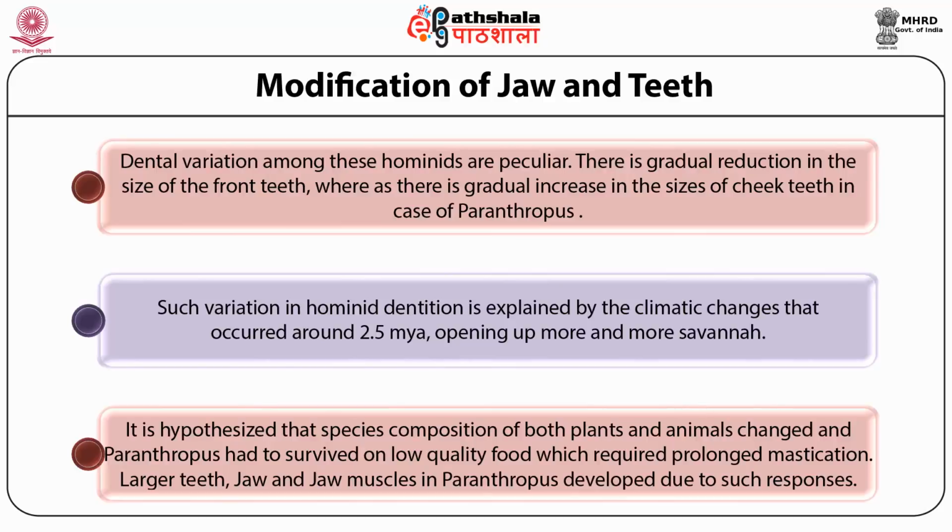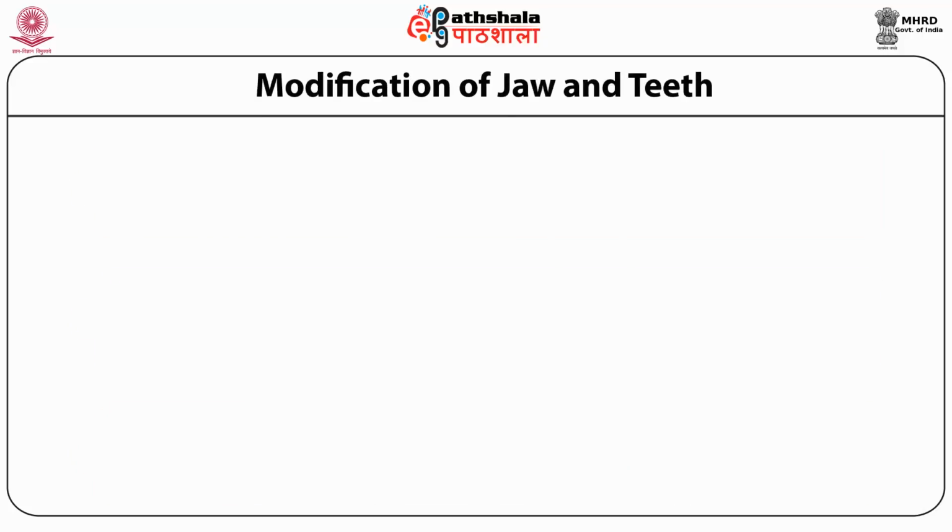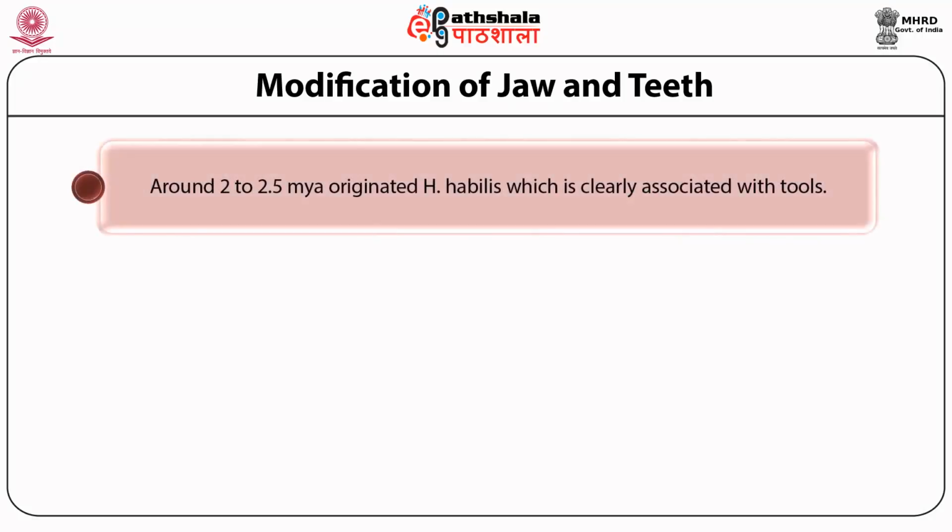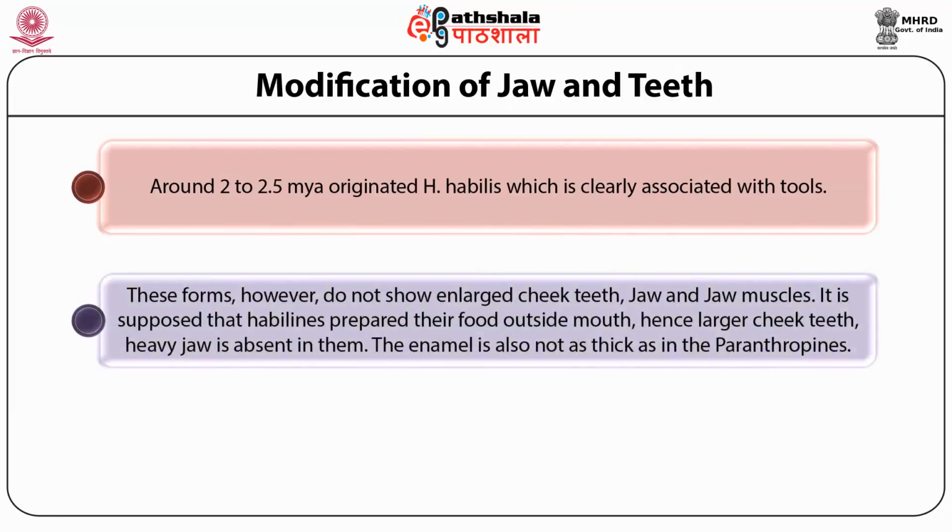This change in ecology led to a change in the dietary pattern of the existing hominid group. Homo habilis, which we can also call the handyman, originated about 2 to 2.5 million years ago. However, it does not show enlarged cheek teeth, jaw and jaw muscle. As habilis used to prepare their food outside the mouth, the enamel is also not as thick as in paranthropines.